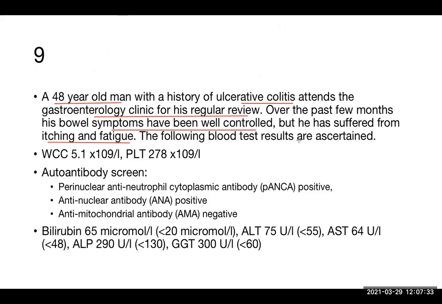The following blood tests are ascertained. These investigations have shown the following features. You can see there now the investigation. WBC count, okay, or white cell count is 5.1. This means 5,100, and platelet count is 278,000. Okay, 278,000. So what is the comment on this? Is this normal? What about the WBC count and the platelet count?